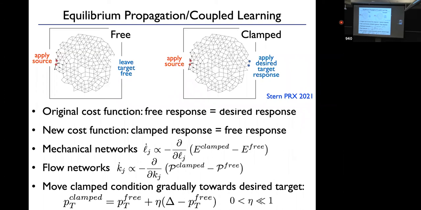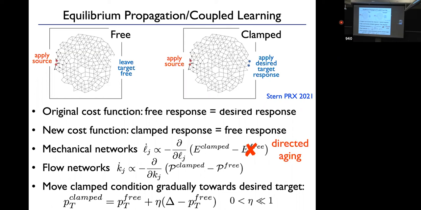Local. Okay, and it turns out that in the limit that instead of applying the desired response instantly and saying I want free to be desired, I just gradually nudge it. So I apply a target response that's somewhere between what I have and what I want. Just nudge it a little bit. And in the limit of infinitesimal nudges, this is actually equivalent to gradient descent on the cost function. It's guaranteed to work in the limit of infinitesimal nudges.